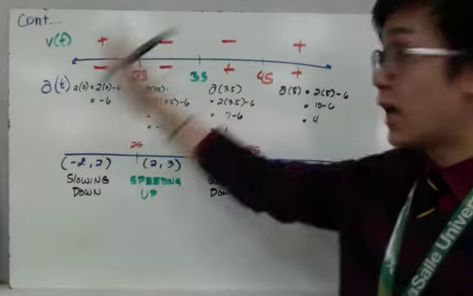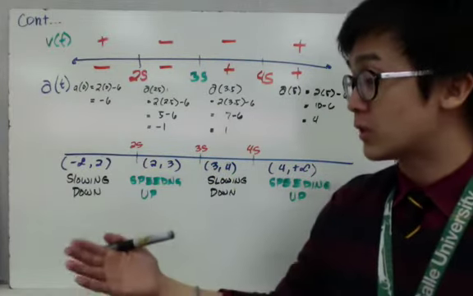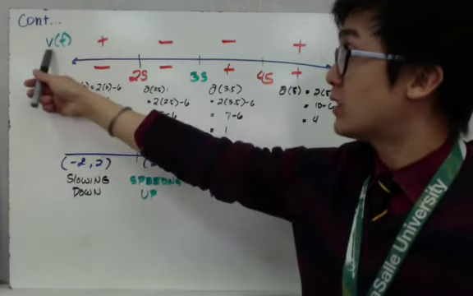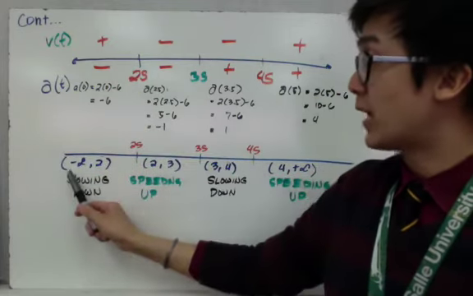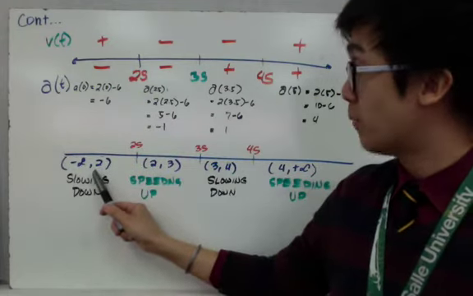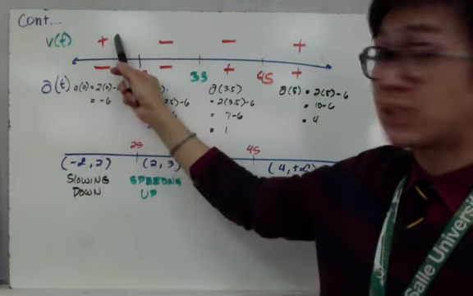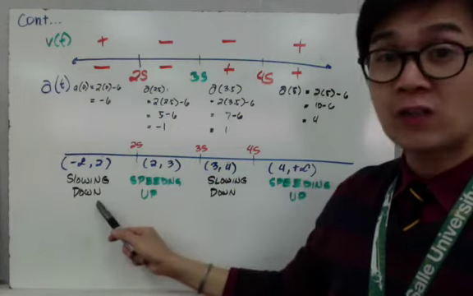Now, to summarize our new signs, we can verify if the movement is speeding up or slowing down by the combination of the velocity sign and acceleration sign. So for the first interval, negative infinity to positive 2, it's slowing down because the sign of velocity is positive and the sign of acceleration is negative. So it's slowing down for this interval.